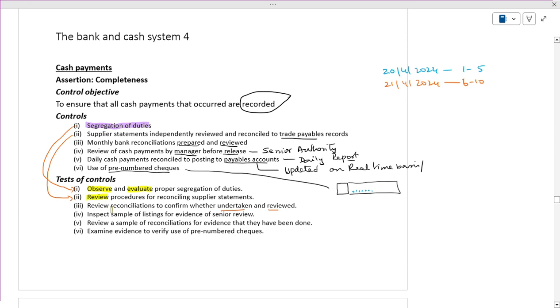Review procedures. Review means you are only reviewing. You are not doing anything. Is it right? You are just making things very specific, whether it has been done. They say review cash payments by manager. You will inspect whether manager has signed it or not. The moment manager is reviewing, manager will sign. Review a sample of reconciliation for evidence that we have done it. Examine whether they have issued, and verify use of pre-numbered checks.